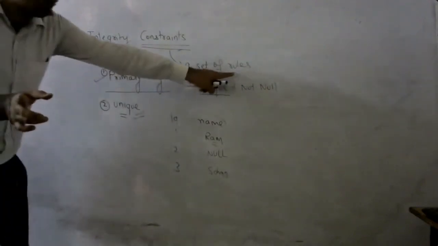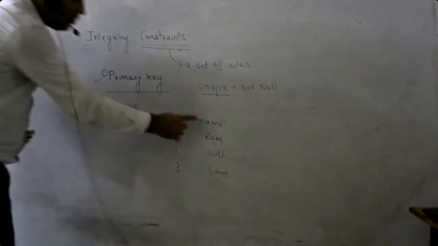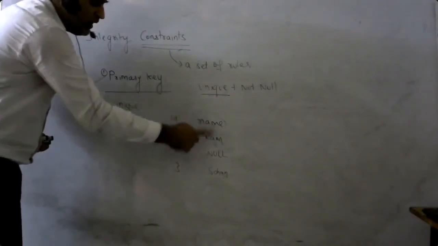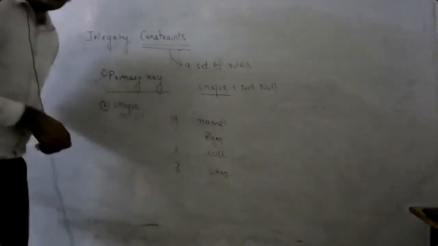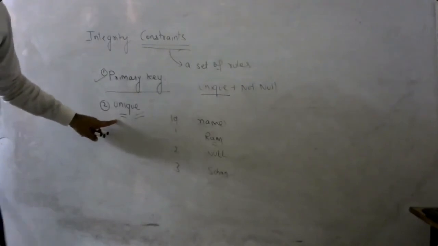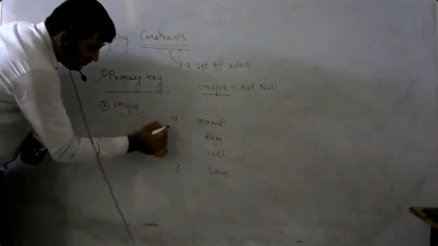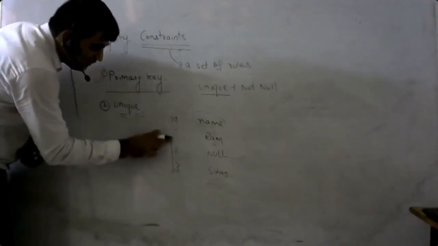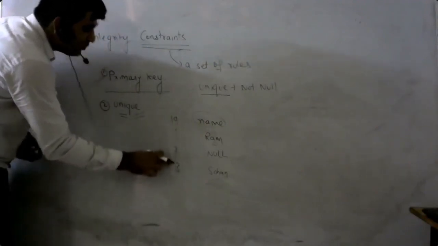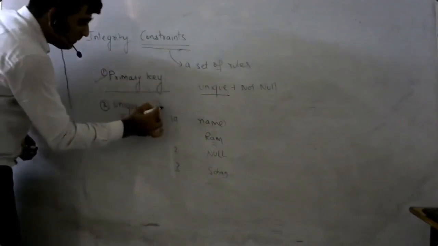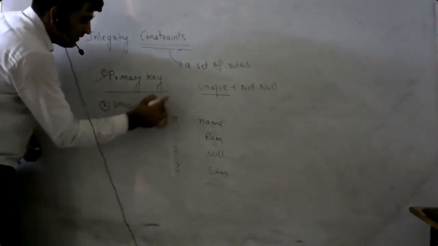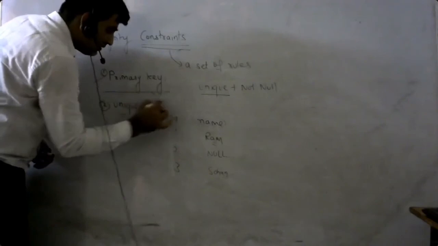That means it is the unique constraint. Constraint means a set of rules. We have applied a set of rules for this attribute, that the values will be unique, but we can have null values. And for this one, we cannot have null. We have to enter some value, and all the values must be unique. That means it is the primary key. So two constraints we have covered.